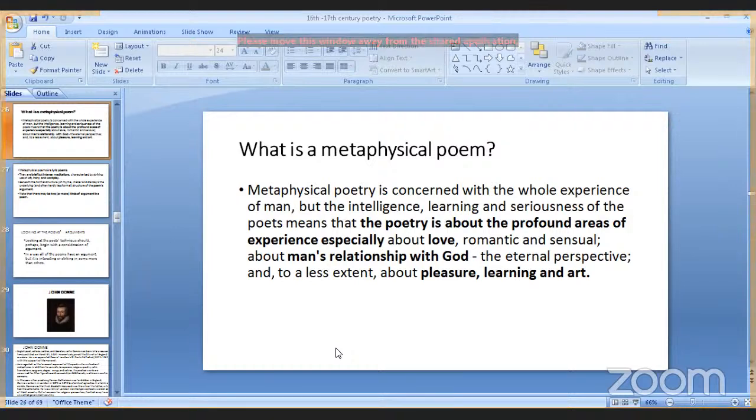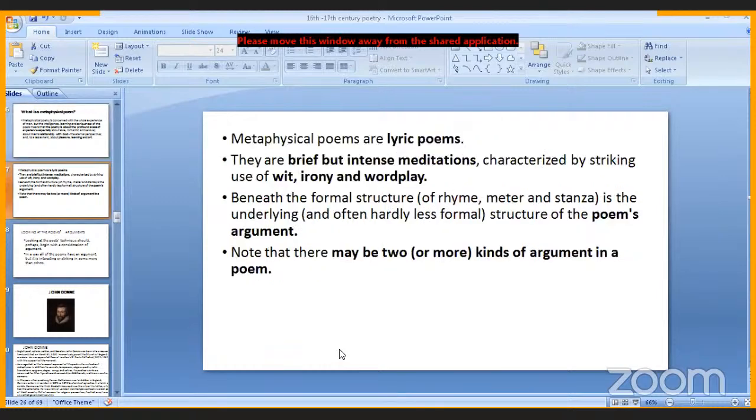So as we know, it's poetry which is concerned with the whole experience of man, but the intelligence, learning, and seriousness of the poets means that the poetry is about the profound areas of experience, especially about love, romantic and sensual, about man's relationship with God, the eternal perspective, and to a lesser extent about pleasure, learning, and art. And these are some of the characteristics.